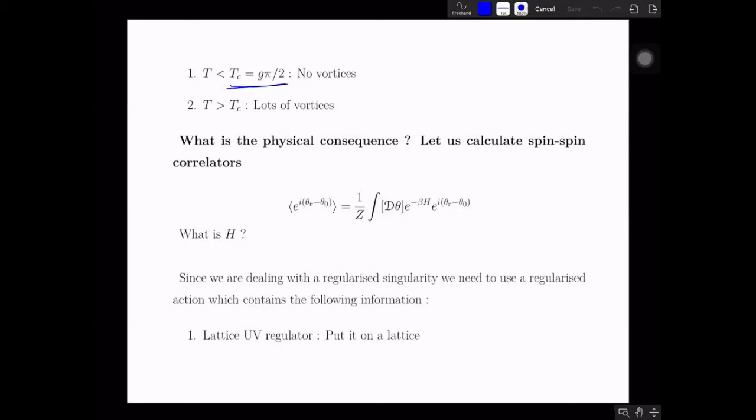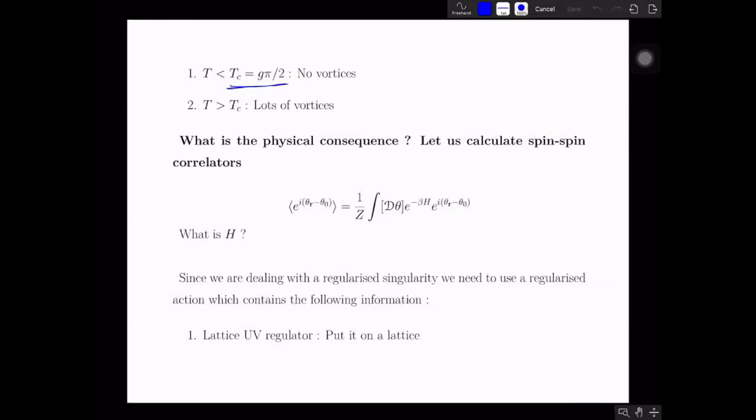So then we know that if I take this system, as I increase temperature, below this Tc, G pi by 2, we would not have vortices. And if I am at temperature larger than Tc, I would have vortices. So at least we have been able to identify regimes where we have vortices and we don't have vortices, and temperature is something that we can tune. We can heat up the system, we can cool the system.